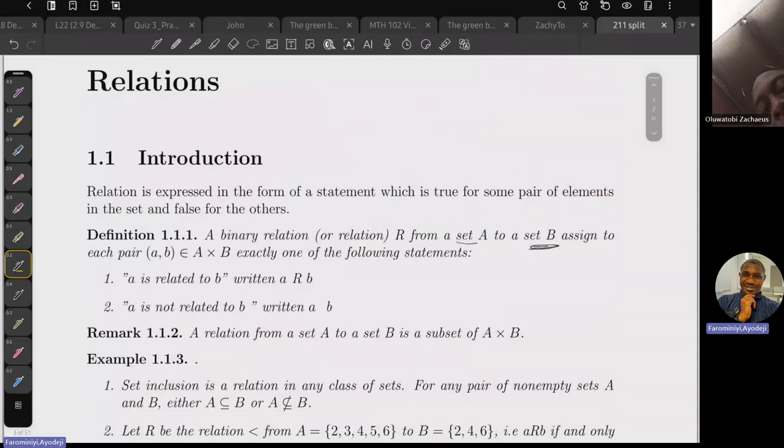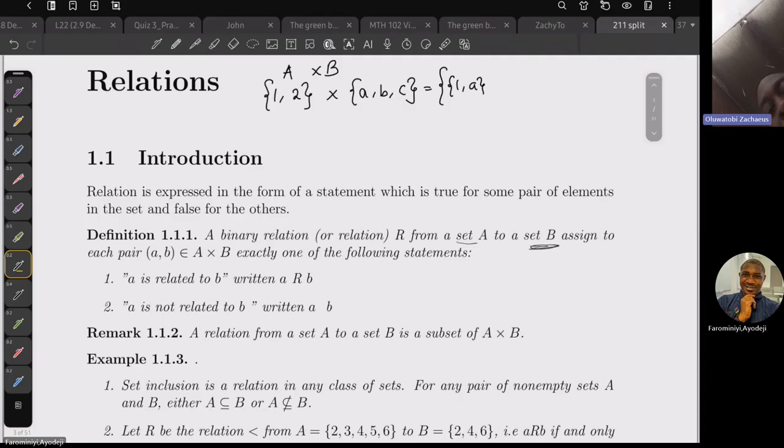If I have sets 1, 2 and sets A, B, C, do you know what their product is? Yes, sir. What's it going to be? I have 1A, 1B, 1C, 2A, 2B, and 2C. Good. So this is the Cartesian product. And the relation is any subset of this Cartesian product.